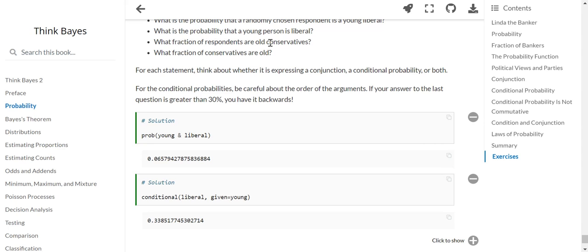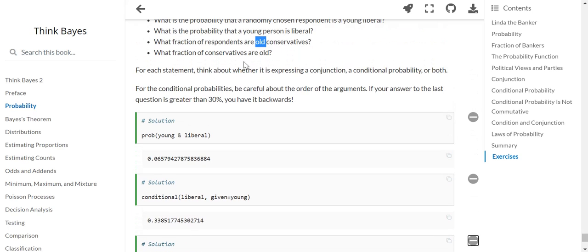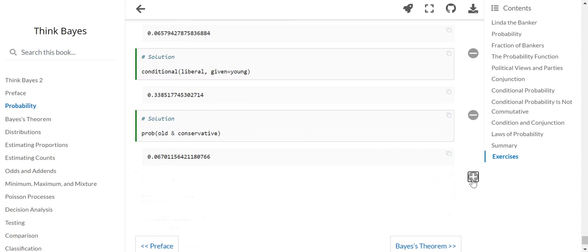What fraction of respondents are old conservatives? This is also a simple intersection because we are talking about the total sample space here. So we'll get old and conservative as an intersection. And finally, what fraction of conservatives are old? So this would be the fraction of people who are old, given they are conservative. What fraction of conservatives are old? So our sample space is conservative, so the given should be conservative, I believe.